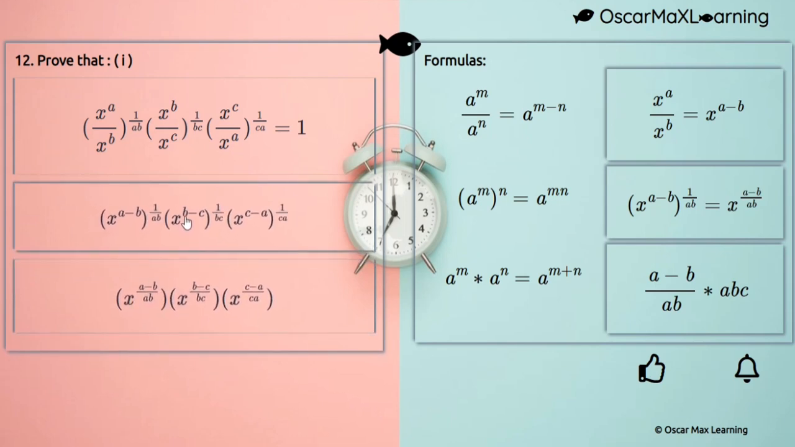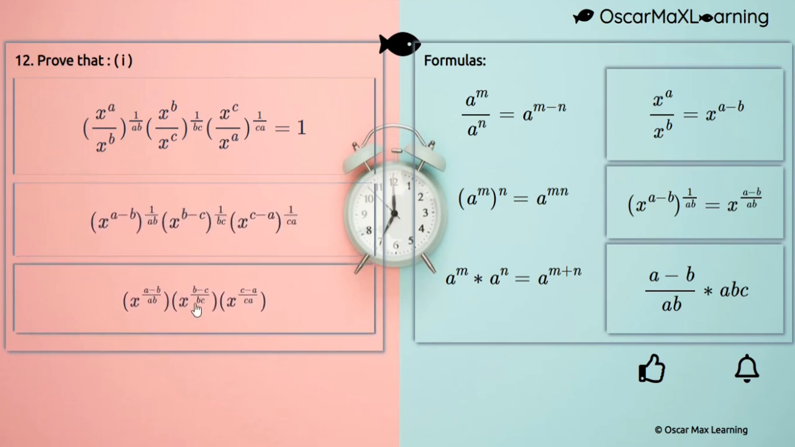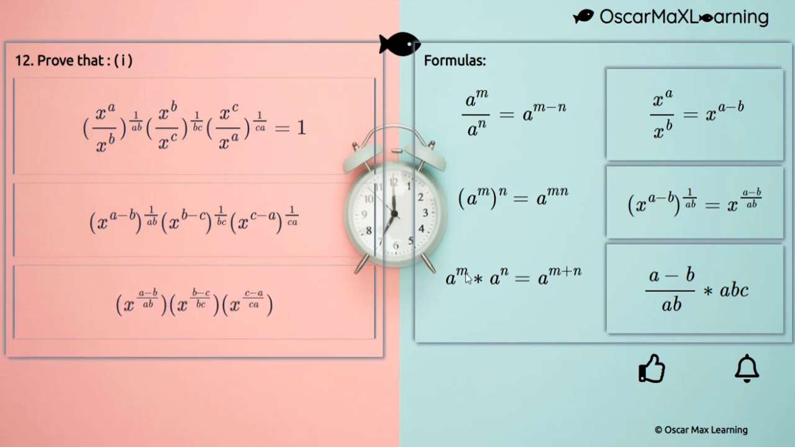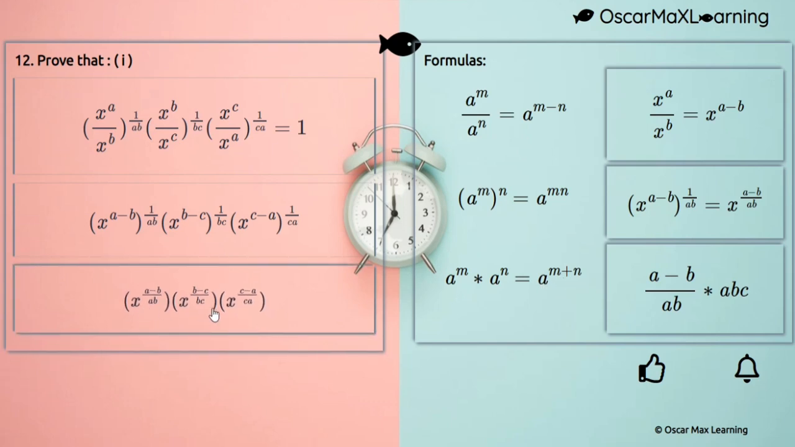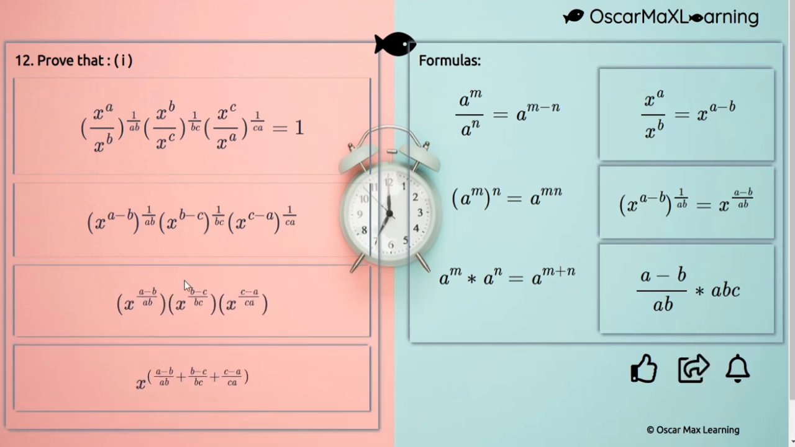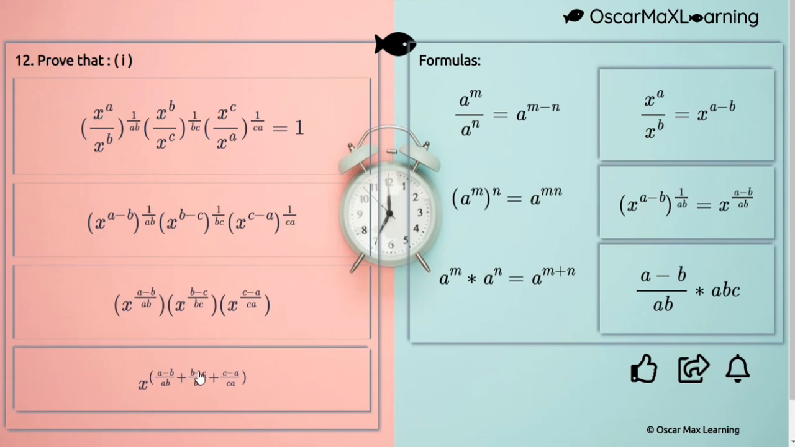So I multiplied b minus c into 1 by bc, that is b minus c by bc, and x to the power c minus a into 1 by ca, c minus a by ca. Now this is in the form of a to the power m into a to the power n, that is a to the power m plus n. The bases are the same and it is multiplied, so what I should do is simply add the powers. So I have done that. So the base is x and the powers are a minus b by ab plus b minus c by bc and so on. I have done that.